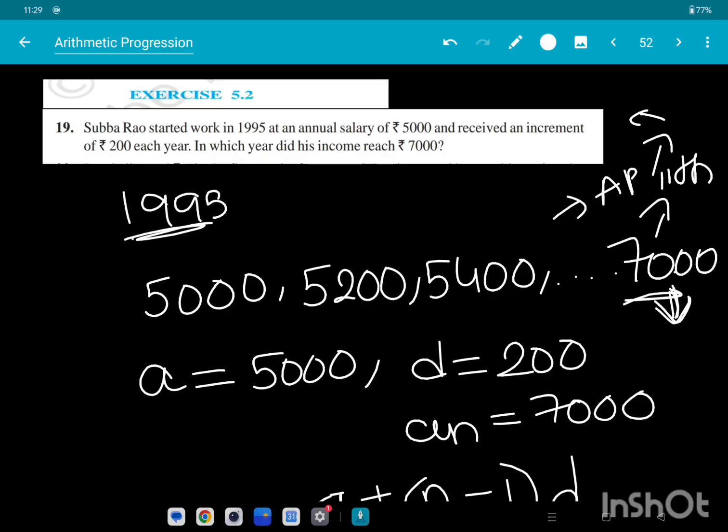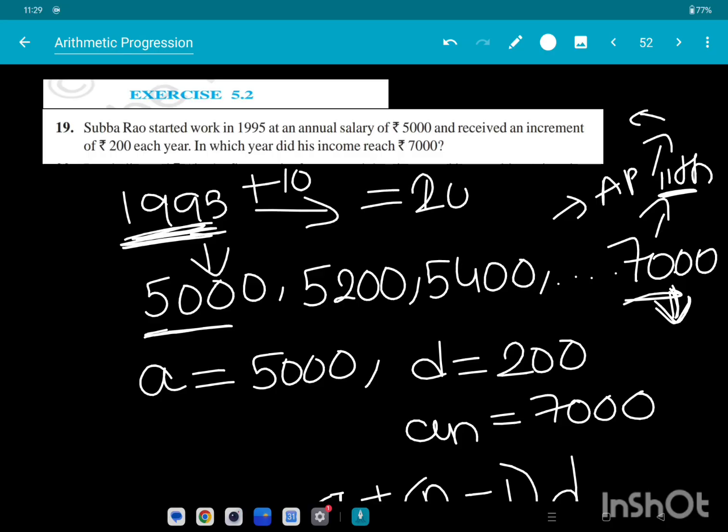So the first year is 1995, which is 5,000. Let's calculate. 1995 is the first year, so if I add 10 to this 1995, it will become 2005. So in 2005 he got 7,000. Right? So this is the way we will calculate.